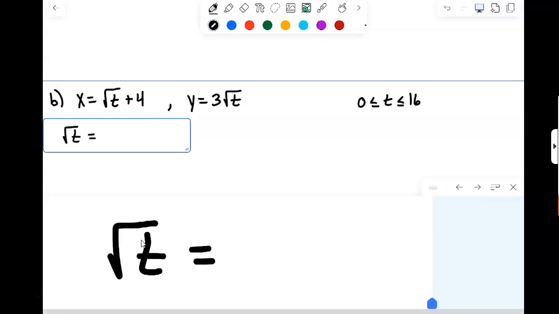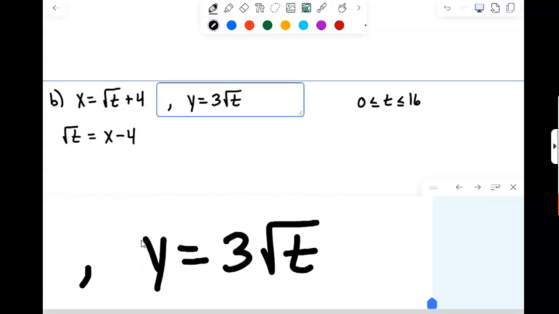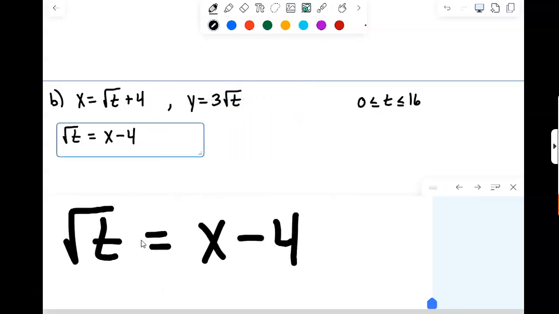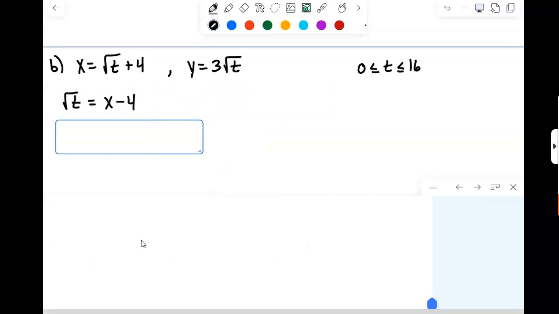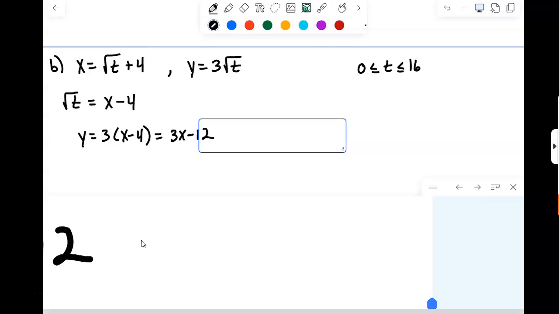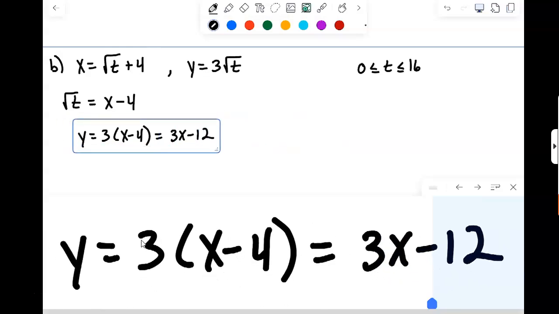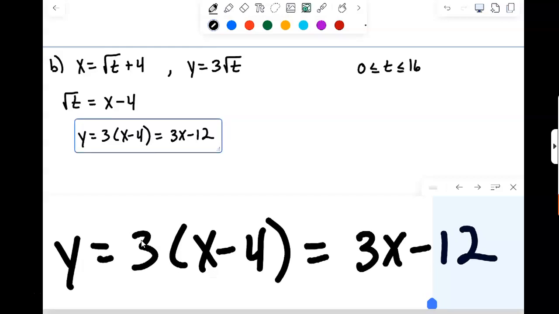By realizing I can just bring the 4 over and say that square root of t can be replaced with x minus 4. I also could have solved for square root of t here, but that would have brought a fraction in, and I'd prefer this alternative way. So since square root of t is equal to x minus 4, we could keep going and saying, well, now y is 3 times that. So 3 times x minus 4. So y is equal to 3x minus 12. So the graph is actually going to be a straight line, even though both equations are involving square roots of t. So this is going to actually be a straight line.